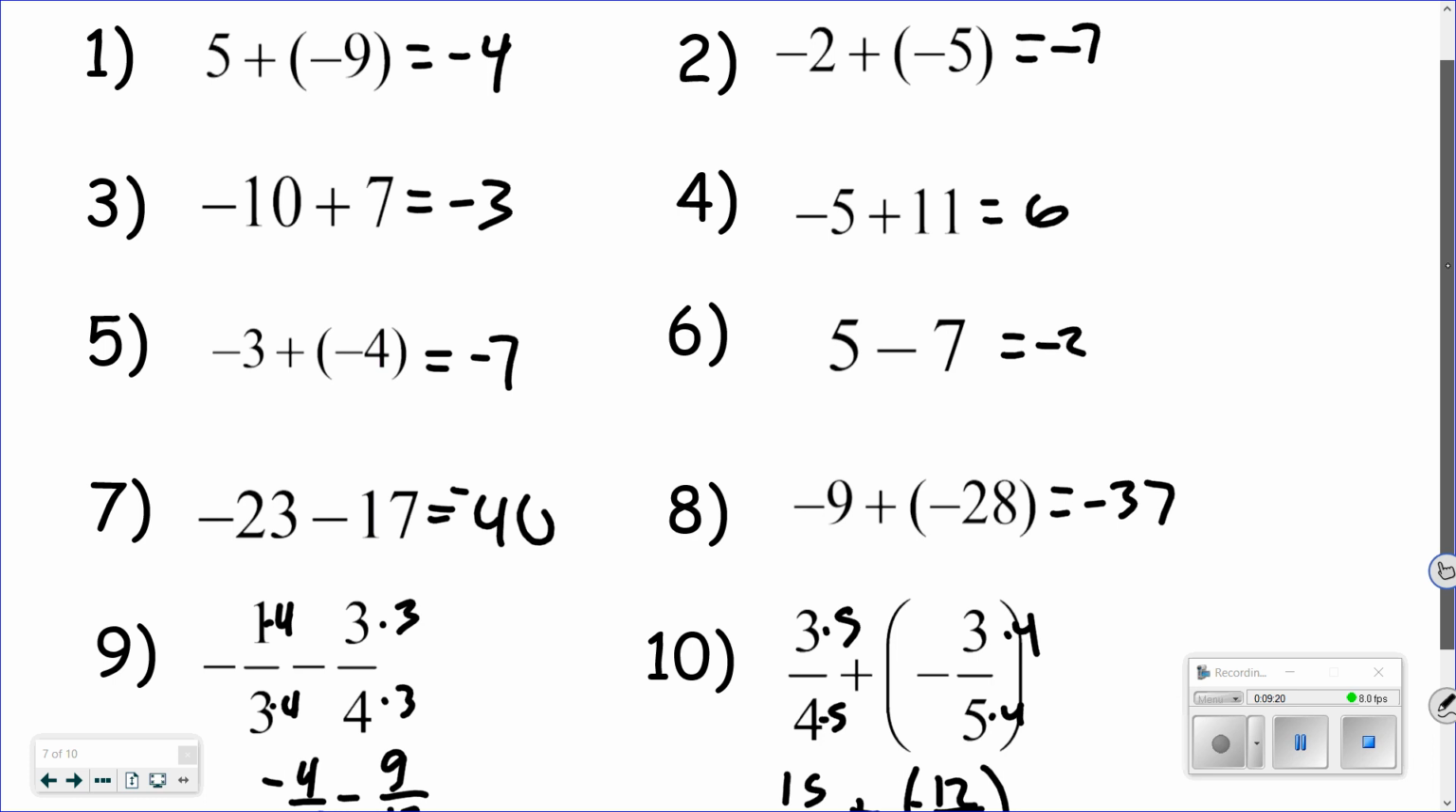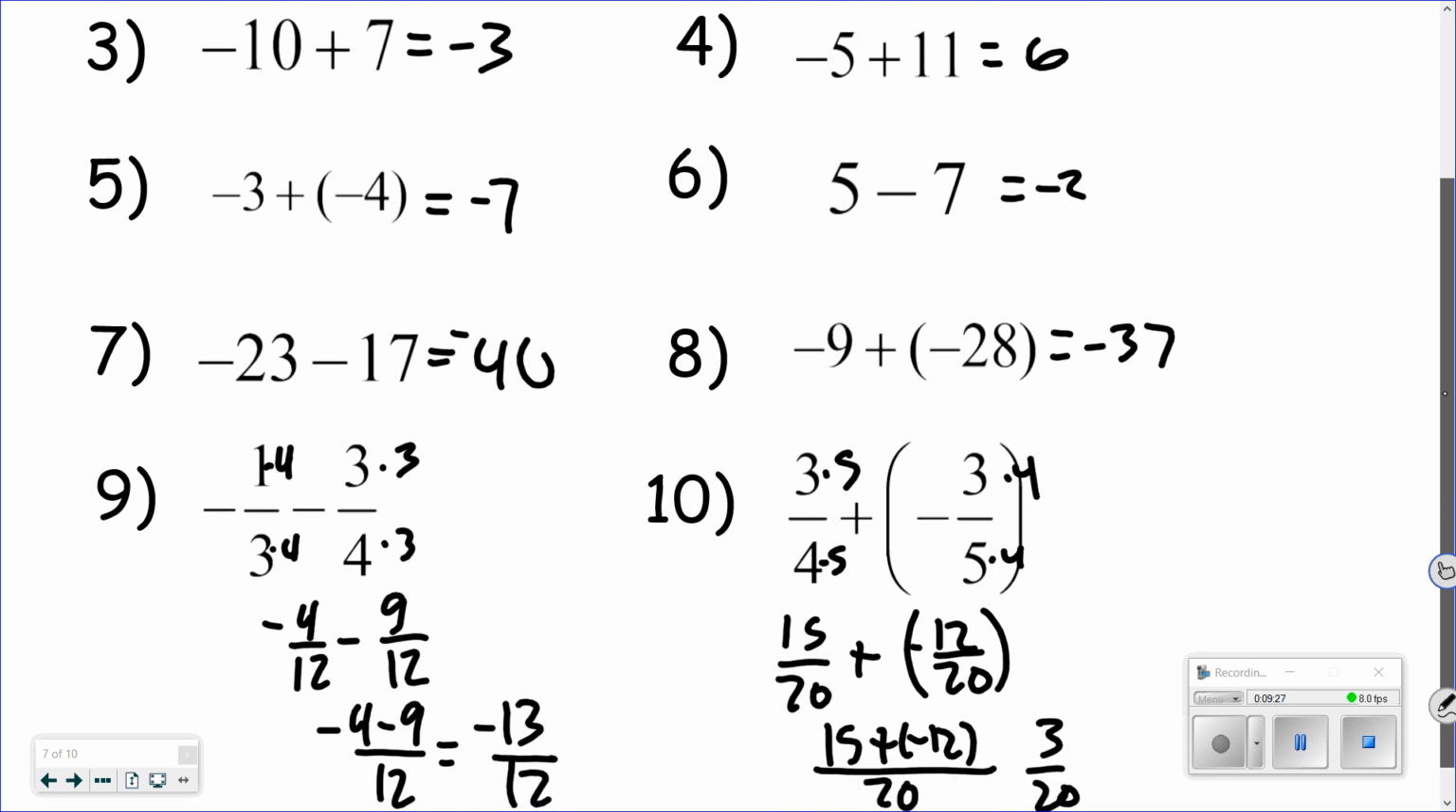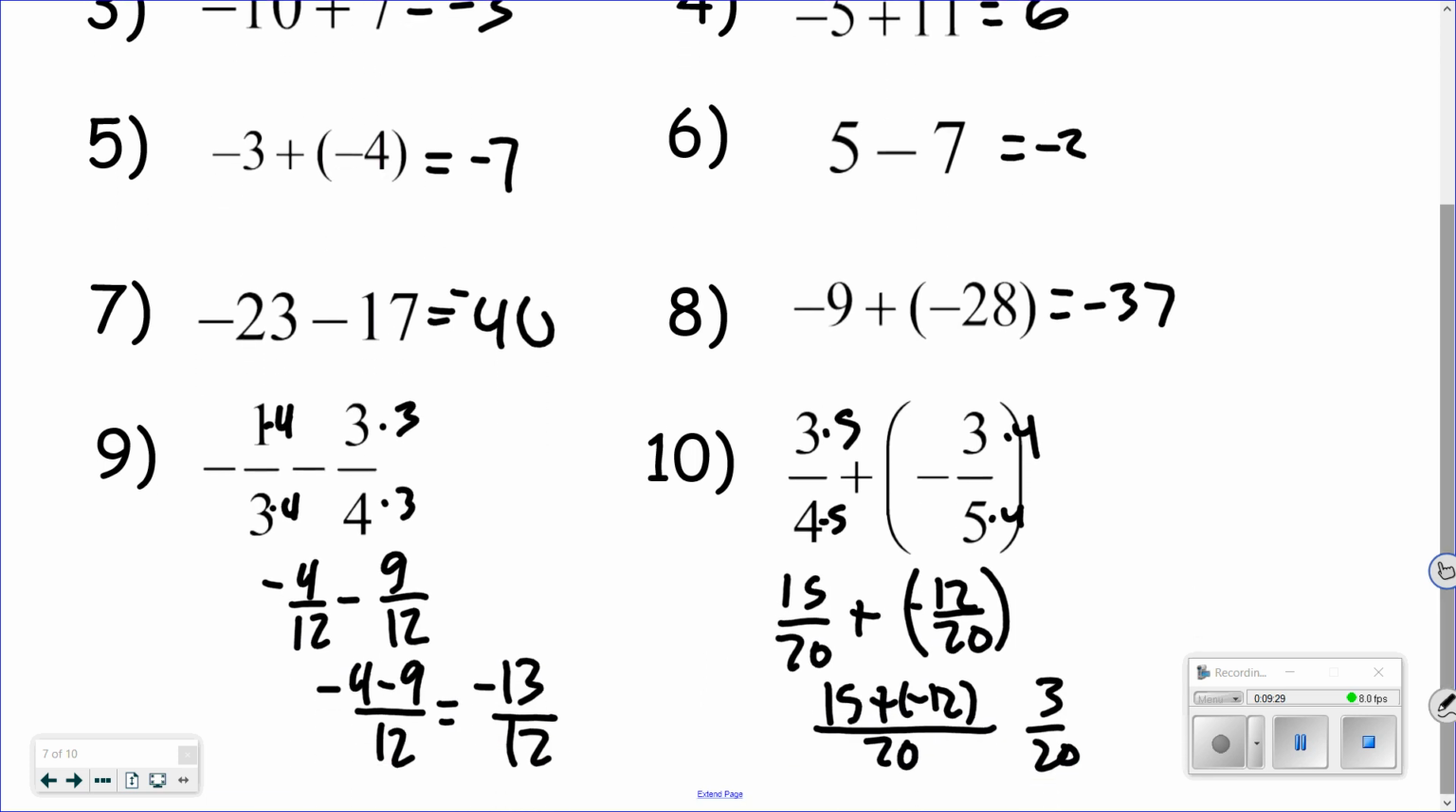-5 plus 11, same thing. You subtract them. There are more positives, so a +6. 5, they're both negatives. Just add them together, -7. 6, 5 minus 7 is the same as 5 plus -7. I am at +5. I move back 7. It puts me at -2. 7 should be -40. 8 is -37.